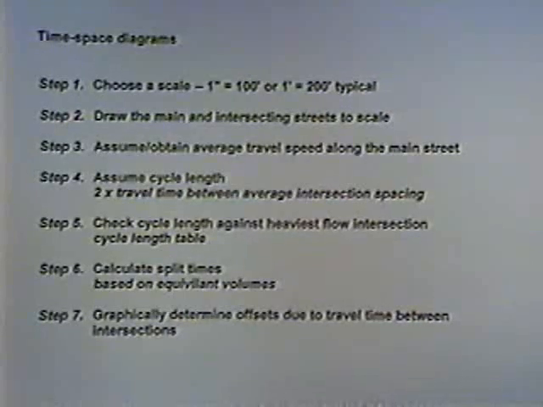On the time-space diagram, I'll show you in just a minute, that's the vertical lines on the drawing. You come up with an average travel speed along the street, and that's the speed at which vehicles would like to travel. You assume a cycle length, and then you check that cycle length that you've just assumed against the heaviest flow intersection in your system. And you could use that chart for determining cycle length for your heaviest flow intersection. You could then calculate your split times based on equivalent volumes, just like we did in the previous example, and then graphically determine what your offsets are due to travel time between the intersections.